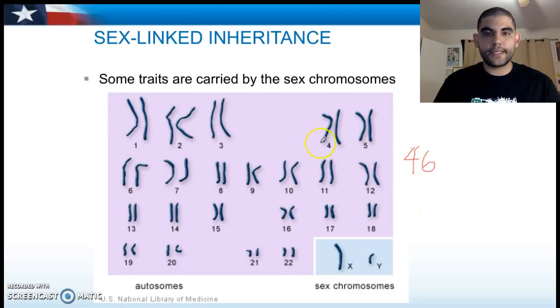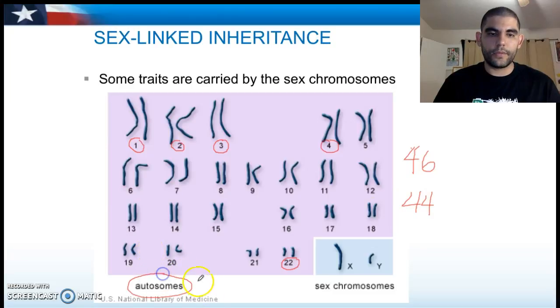Now, out of those 46, if you count the total number of these chromosomes, like for example, this is chromosome 1, 2, 3, 4, 5, 6, and so on. Remember that this is pair number 1, pair number 2, pair number 3, pair number 4, and so on, all the way to 22 pairs for a total of 44 chromosomes. So 44 of these chromosomes are going to be what we call autosomal. So let me write that number. 44 should be autosomal.